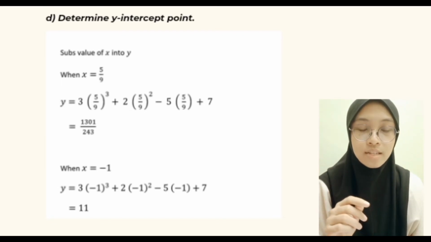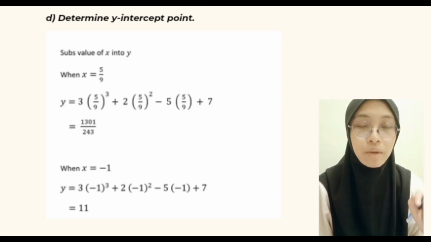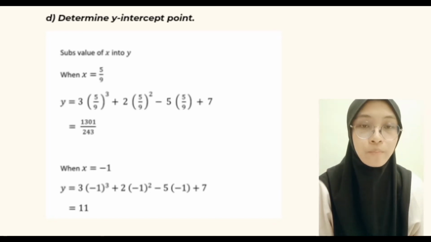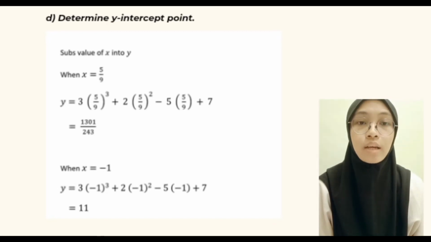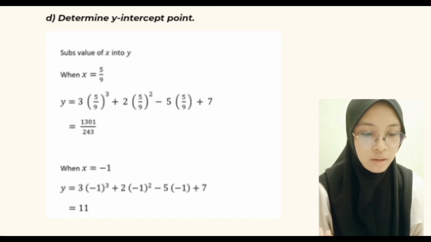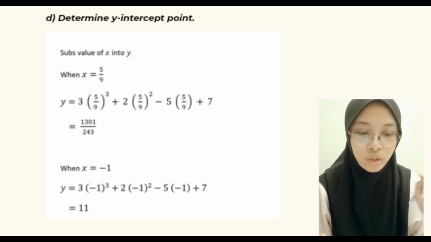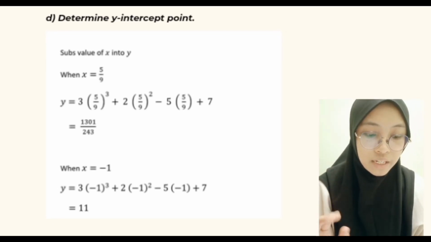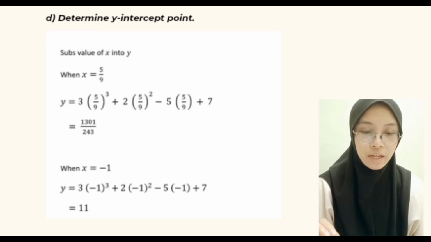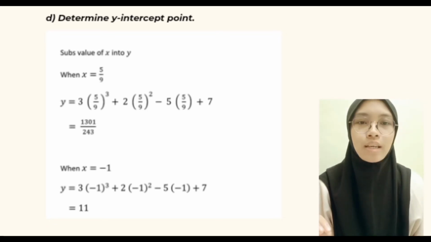The second step, you have to substitute the other value of x into y. So when x equals negative 1, y = 3 multiply negative 1 power of 3 plus 2 multiply negative 1 power of 2 minus 5 multiply negative 1 plus 7, and it will be negative 3 plus 2 minus negative 5 plus 7, and you will get the answer, the y point is 11. So that's all from me.